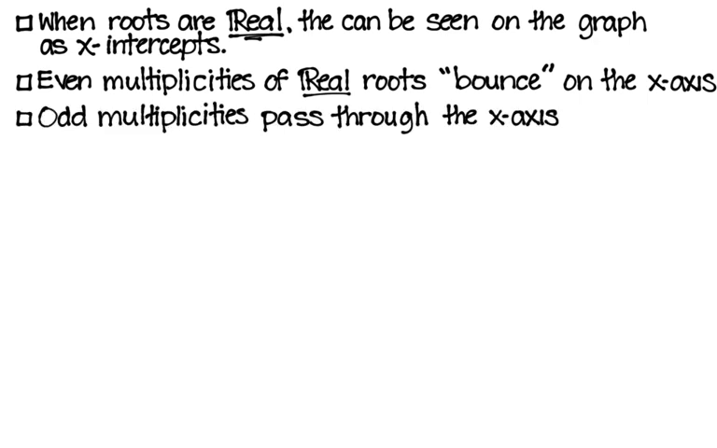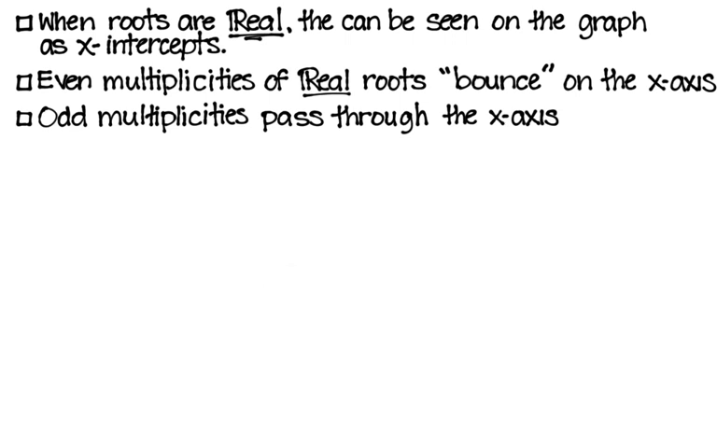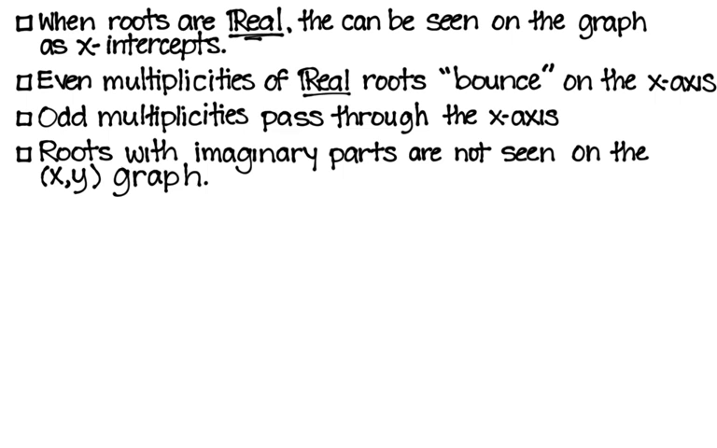If there's odd multiplicities, so there's 1 zero at 5, or there's 3 zeros at 5, or 7 zeros at 5, then it's going to pass through. So in that case, we've got our x-axis, and we're going to have something that goes through like this, or it could go like this, kind of wiggle through it. It could also be coming down. Those are odd numbers of multiplicities.